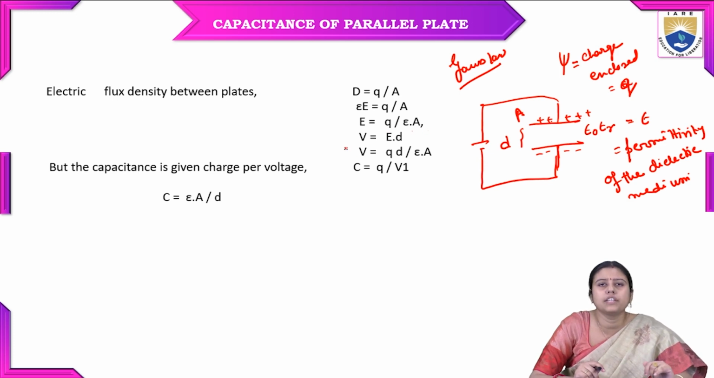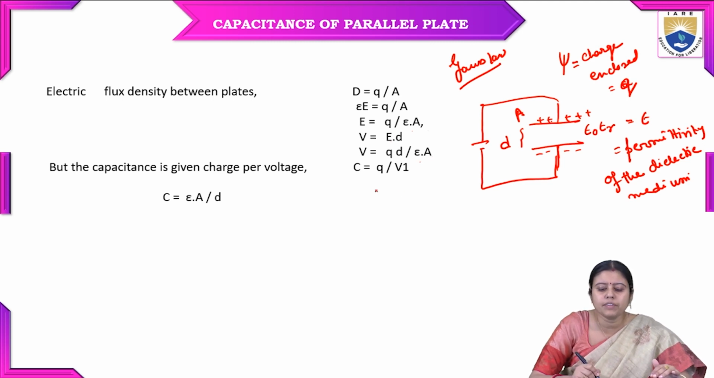Now what is voltage? We know the relation, taking only the magnitude, not the direction, voltage is equal to E into D, where E is the electric field intensity and D is the distance. V is equal to E into D. So V equals Q D by epsilon A, writing Q by epsilon A in place of E.